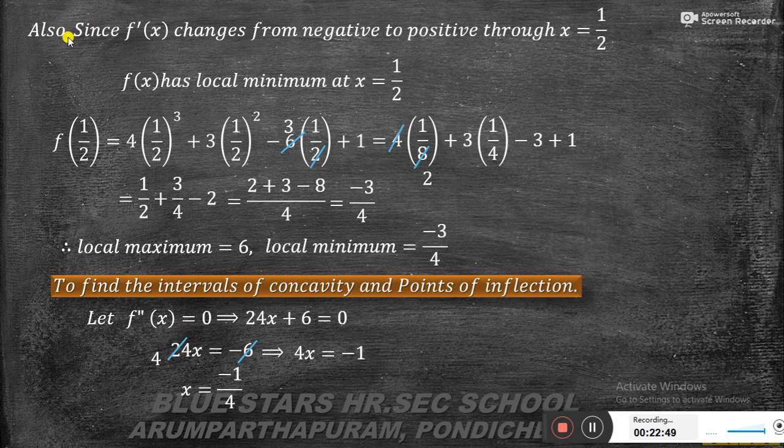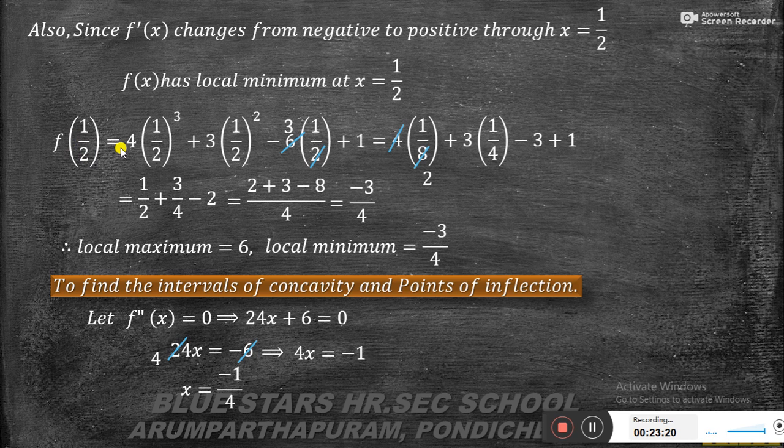So next, f dash of x changes from negative to positive. First we saw f dash of x changes from positive to negative, so that is a local maximum. Negative to positive means the sign changes from negative to positive, so it has a local minimum at the point x equal to 1 by 2. Therefore f of x has a local minimum at x equal to 1 by 2. Now I substitute this value in f of x.